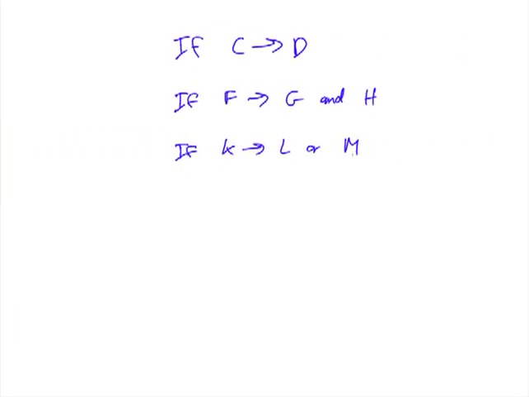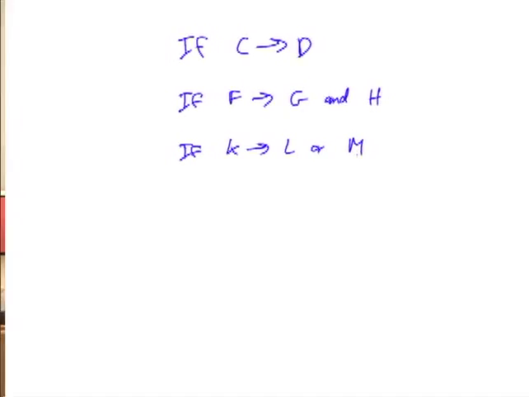So for example, this first rule, if C, second, if F, third, if K. Back up to the first rule on the right side, if not D. Second rule on the right side, if not G or not H. Third rule on the right side, if not L and not M. So you go down the left side of the rules, looking for your ifs. Then you go down the right side, negating each side.